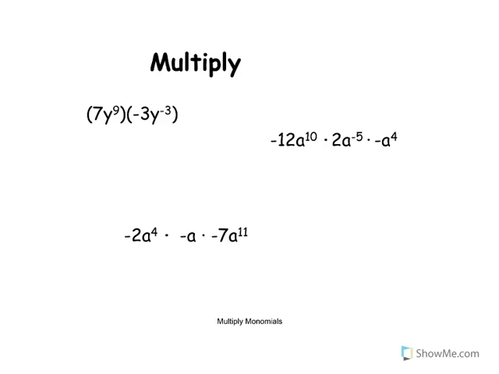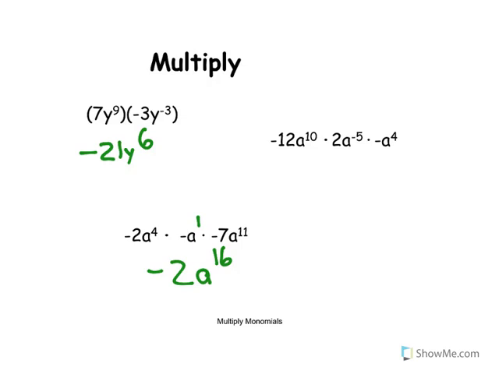Same thing with some negatives. Multiply the coefficients. 7 times negative 3 is negative 21. Add the powers of y. 9 plus negative 3 is 6. Multiply the coefficients. Negative 2 times negative 1 times negative 1 should give us negative 2. And if I add the powers of a, 4 plus 1 plus 11 is 16.